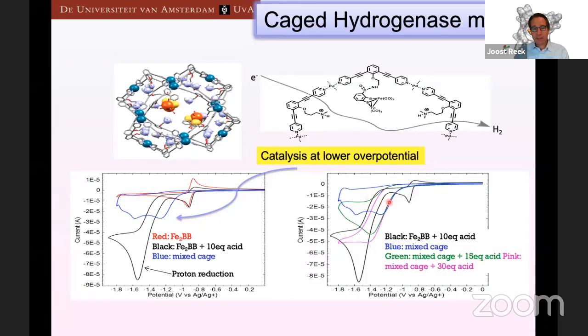And if to this case we add additional acid, then we see that the blue wave is increasing in intensity, indicating that also the external acid that we add to the solution can be transported to the inside and can be converted electrochemically to form molecular hydrogen. And the key point is that the overpotential at which proton reduction takes place is much lower by this encapsulation effect.